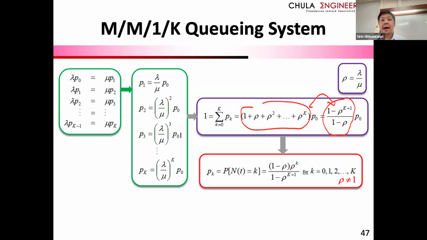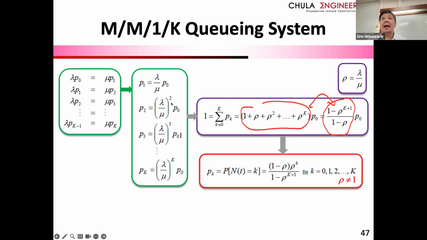So notice that now the system is capacitated, and some customers coming in when the system is full are rejected, so there is no limit to the range of lambda and mu anymore. Because even if lambda is larger than mu, the system cannot go beyond K. So it will not blow up. So now rho can be anything, right?